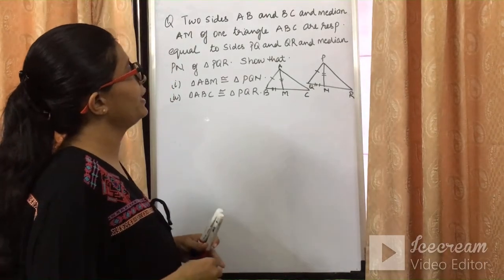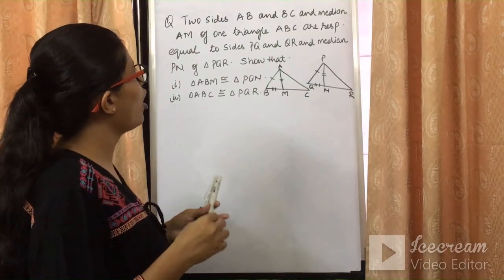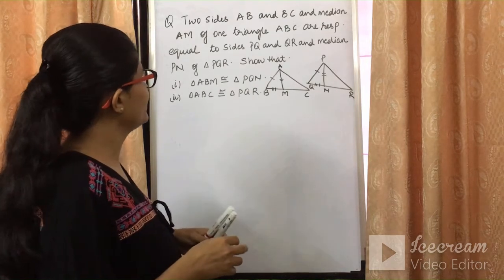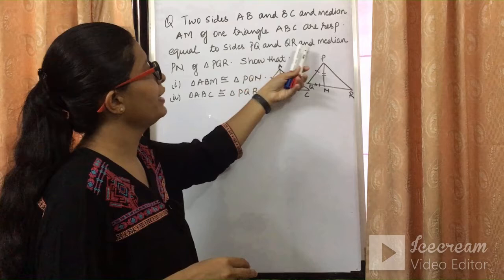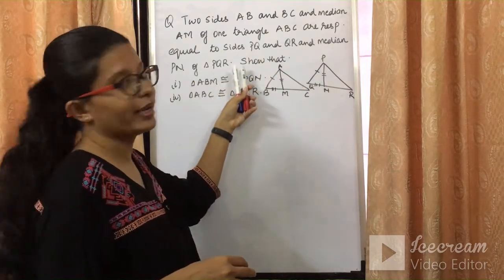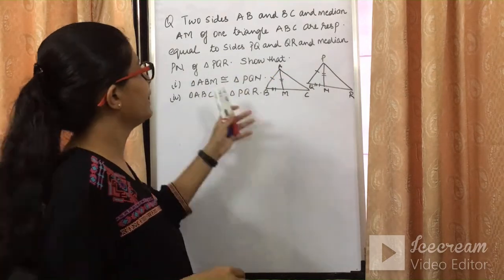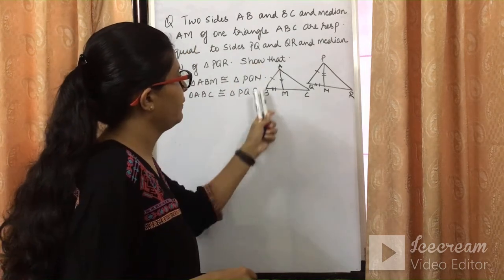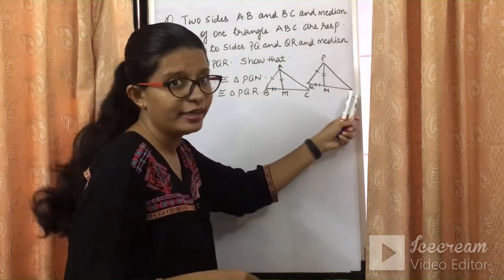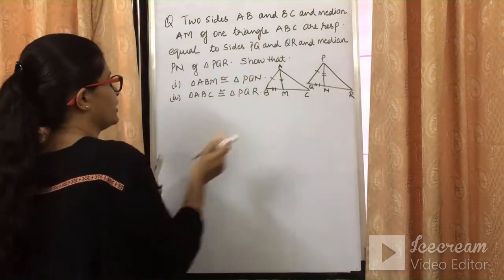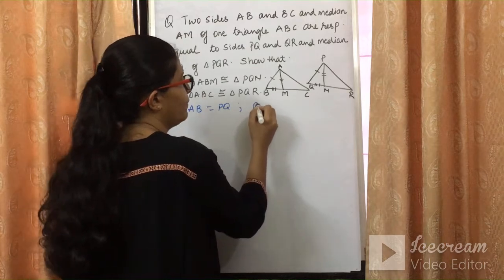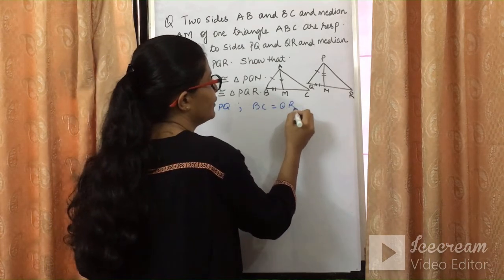Two sides AB and BC and the median AM of one triangle ABC are respectively equal to the sides PQ and QR and the median PN of the triangle PQR. क्या बोला है? ये दो साइड AB and BC is equal to PQ and QR. It is given in the question. AB PQ के equal है दिया हुआ है and BC is equal to QR. It is given in the question.